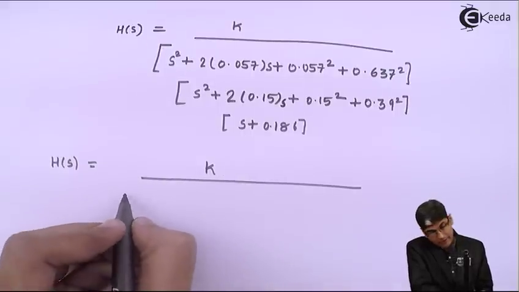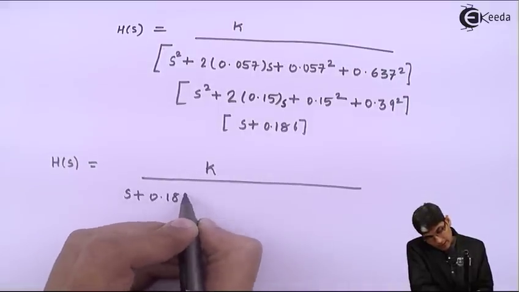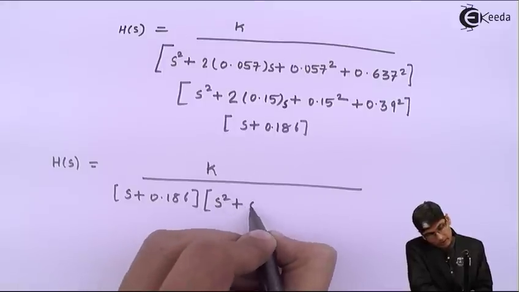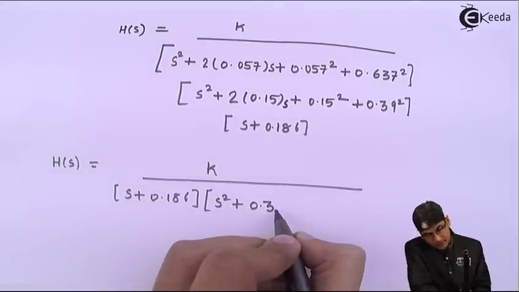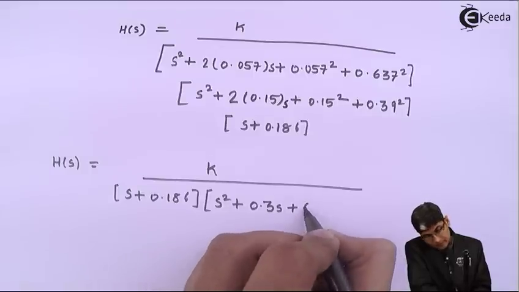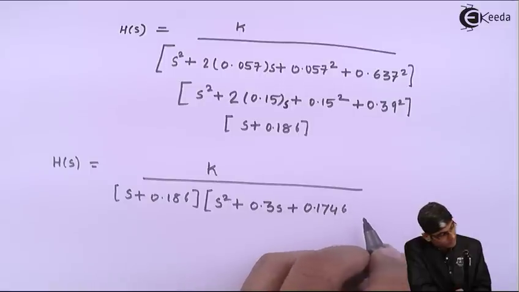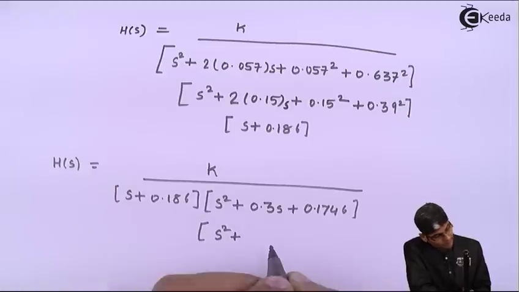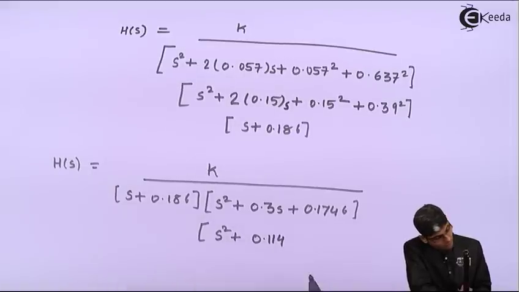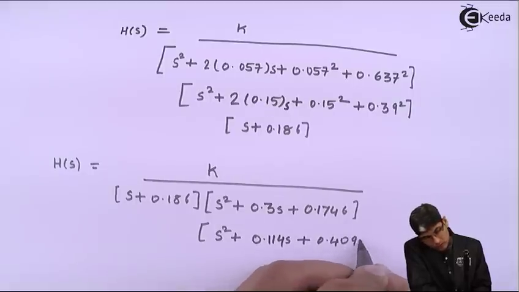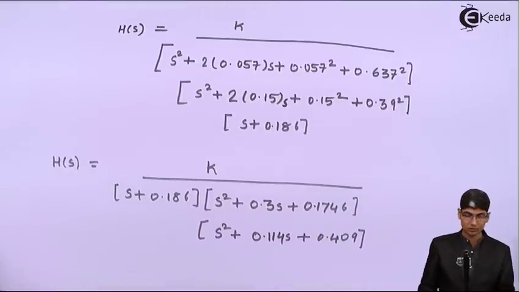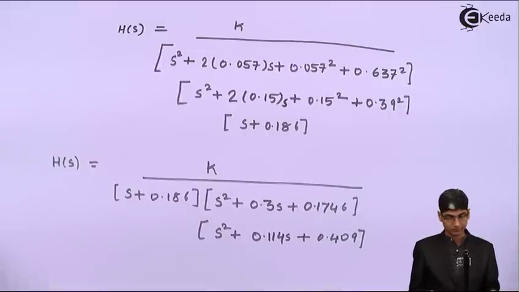okay, I will write it directly, 0.186 into s square plus 0.3 s plus 0.1746. Next term is s square plus 0.114 s plus 0.409. Okay, so these are the basic 3 terms that we are going to now work on with.